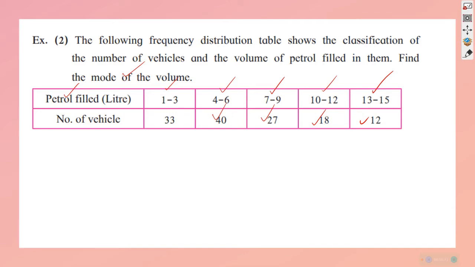ज़्यादा से ज़्यादा लोग कितना लीटर भरते हैं, मतलब 1 to 3 भरने वाला ज़्यादा है कि 13 to 15 भरने वाला. From looking at the table, we will say that the given classes are not continuous. 1 to 3 के बाद 4 to 6 दिया है. So it's a tough job.